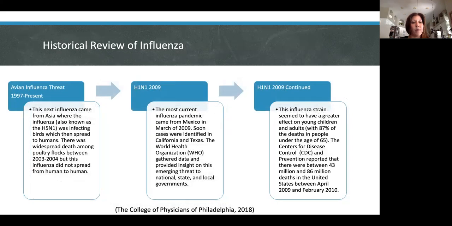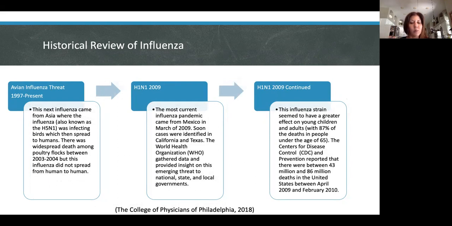And then we move on to the Asian influenza in 1997, and this also came from Asia. It was infecting birds, but then of course it spread to humans, because remember, that's part of the pandemic. And then the poultry, of course, was dying too. But it didn't spread from human to human. So that was kind of interesting.